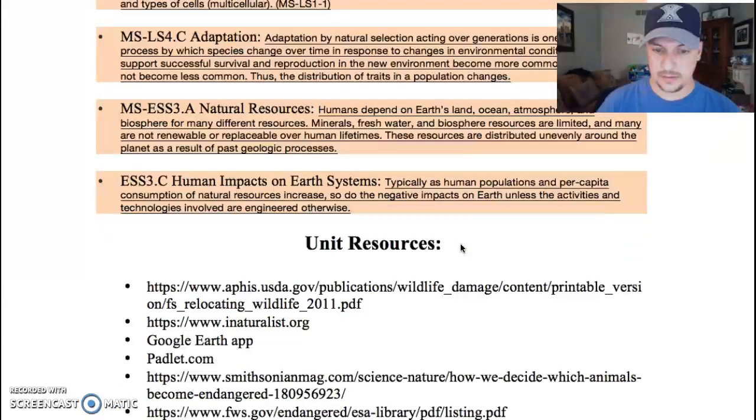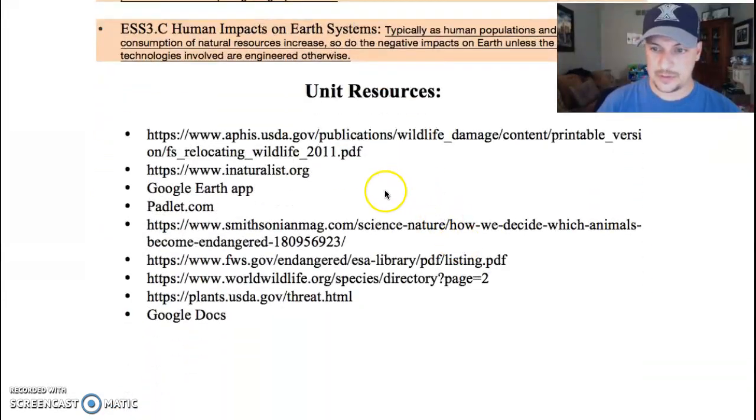Now down below here, the different resources I used, such as this first one, that's how they relocate endangered species. We got the iNaturalist.org site that you can go get the app from. You can also get it from the Google or the App Store. Google Earth app, and then Padlet.com was actually introduced recently to me by one of my other classes. So I thought that was pretty cool.